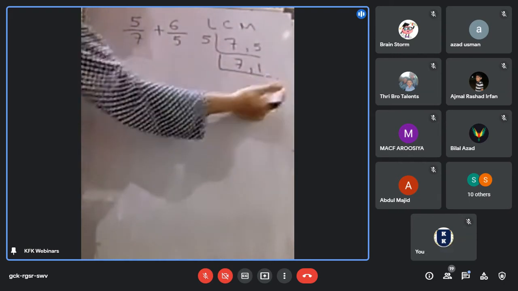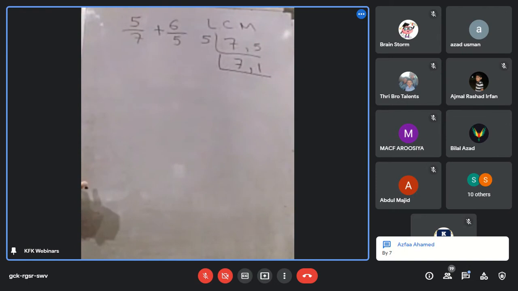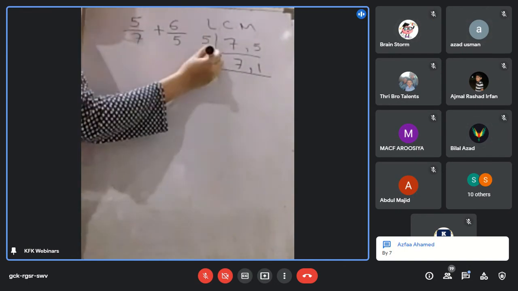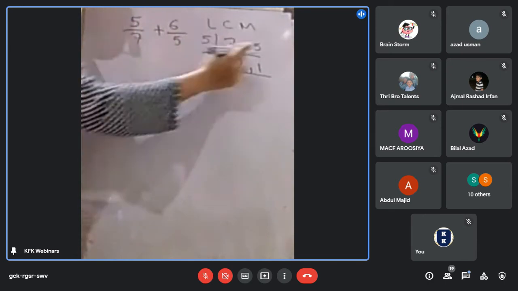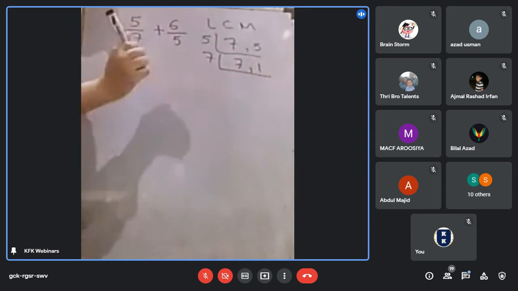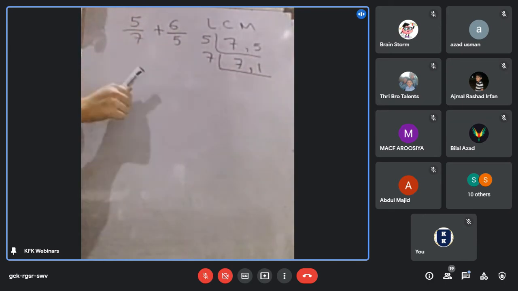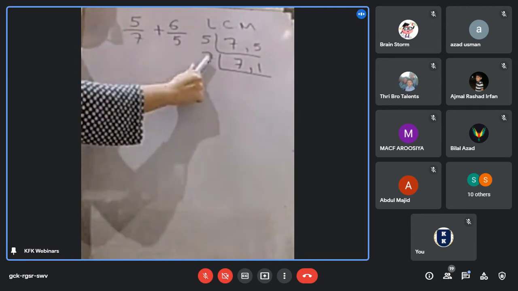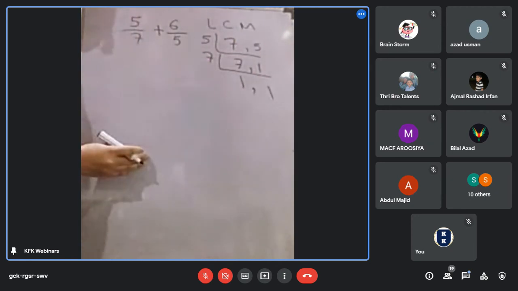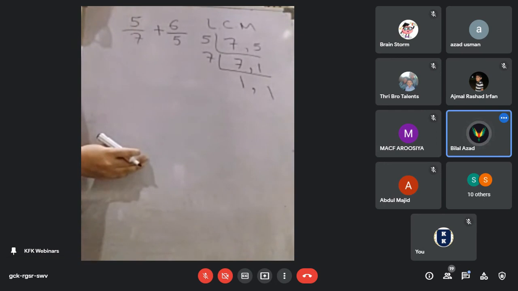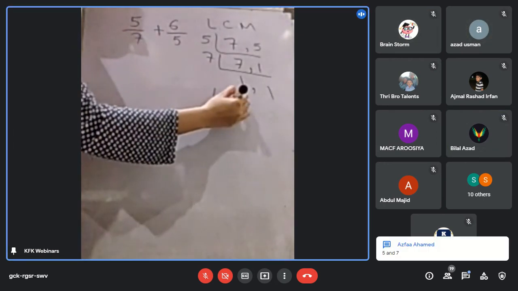And then again you bracket it. What is the next number that you will divide? 7. Remember, each time you divide the bracket, you're only going to use prime numbers, not any other numbers. So when you divide 7 by 7, you get 1. So what are the two numbers? 5 and 7. Yes. So can you tell me the LCM? What is the LCM?